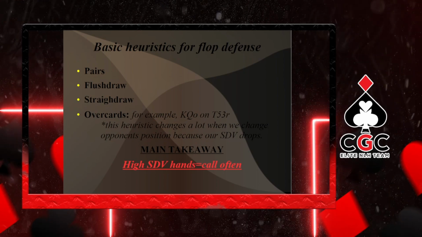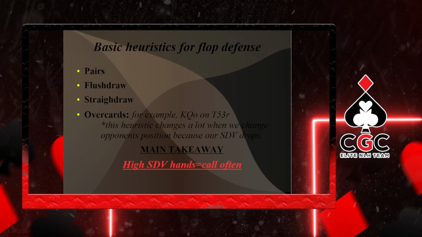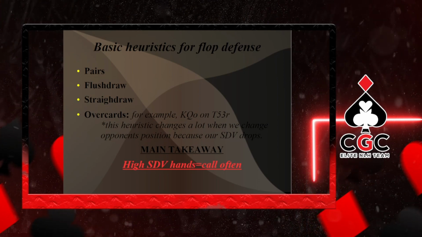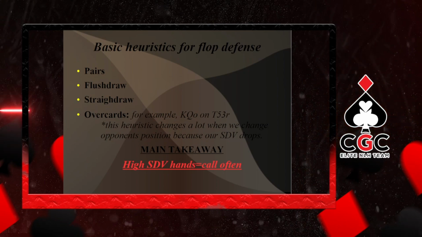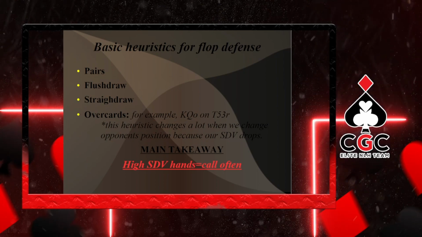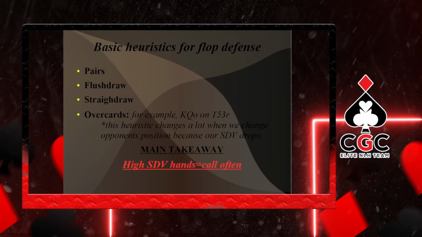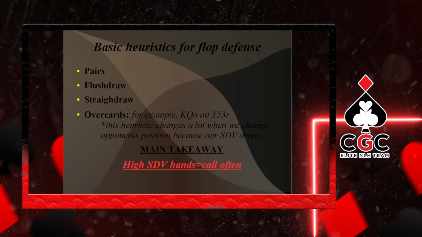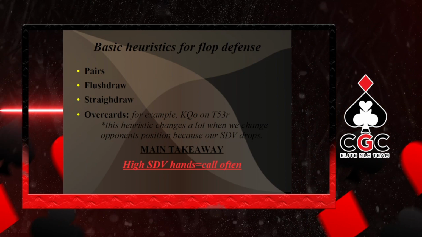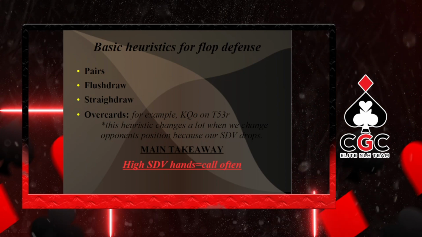But when the opponent's position is, for example, early position, and we do face the one-third sizing on 10-5-3 rainbow, same board, it starts to be break even or slightly losing or start mixing. So yeah, the main takeaway for flop defense is that the high showdown value hands want to call. Okay, very simple.